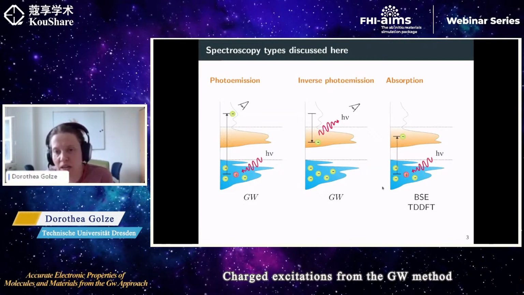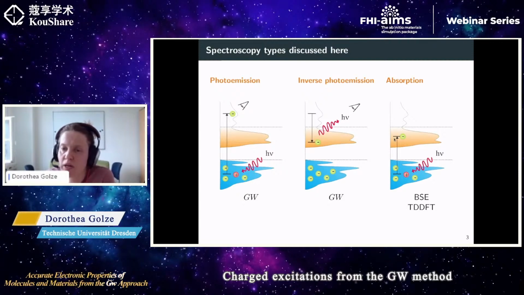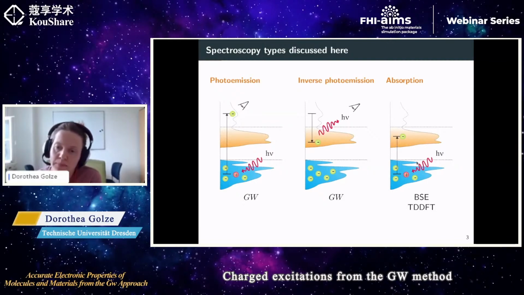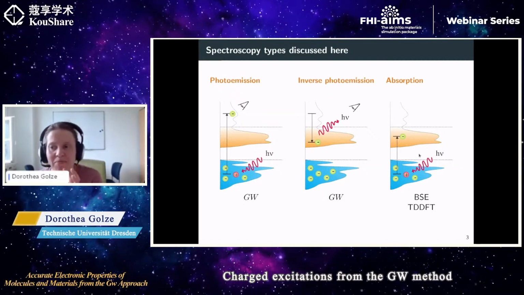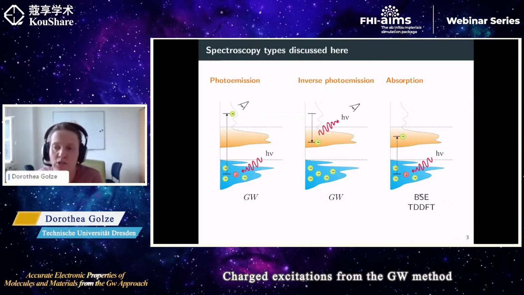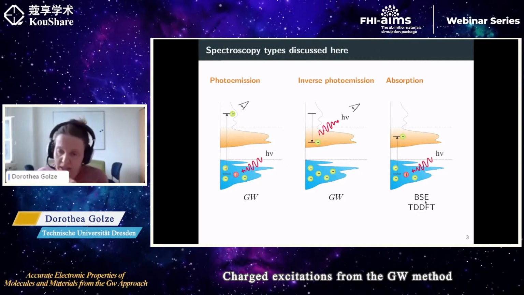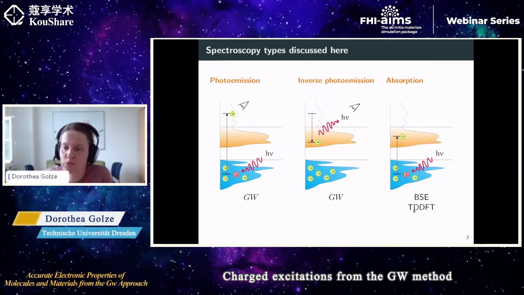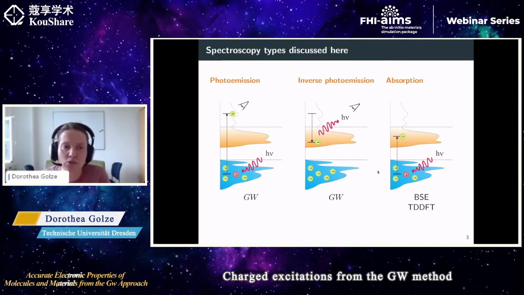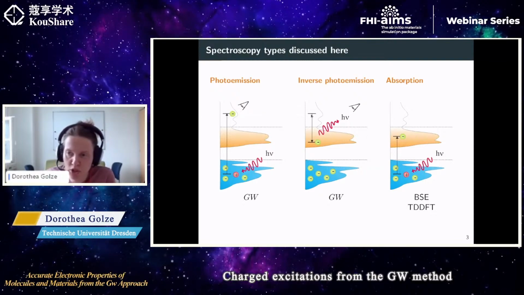The other case is the absorption process, when an electron is promoted from an occupied state to an unoccupied one, so we form an exciton, a bound electron-hole pair. This is not the type that we can describe with GW, but for that we have to go beyond GW and solve the Bethe-Salpeter equation (BSE) on top, or as an alternative approach, use time-dependent DFT. Just to make the distinction clear, GW can only describe these processes, photoemission and inverse photoemission, so charged excitations.